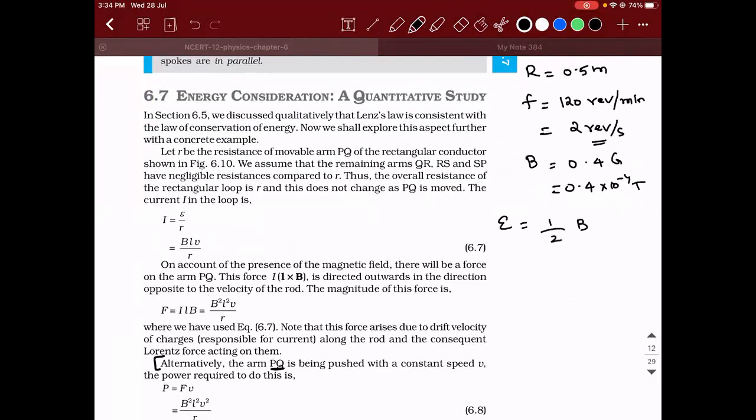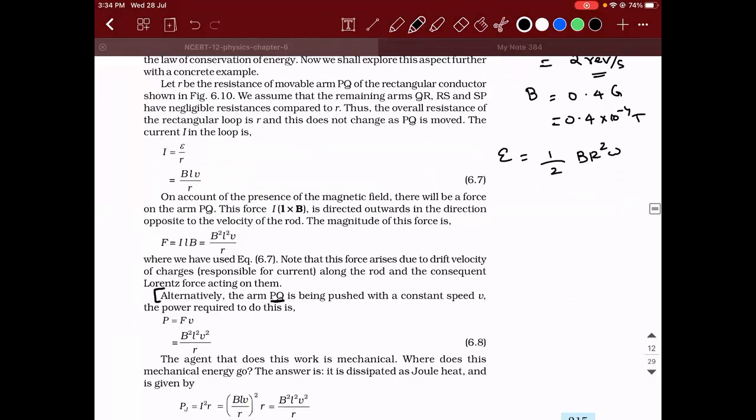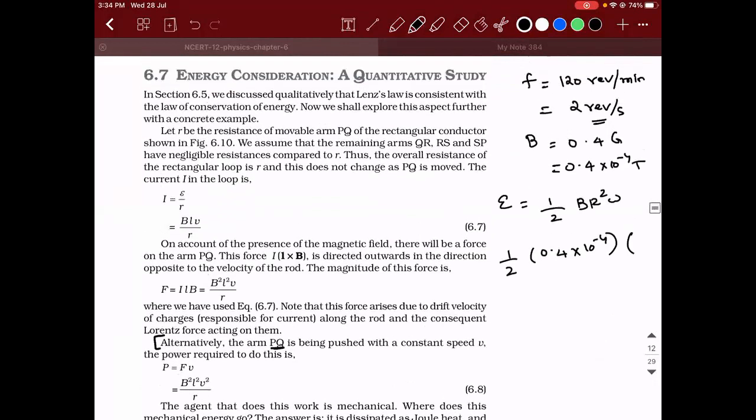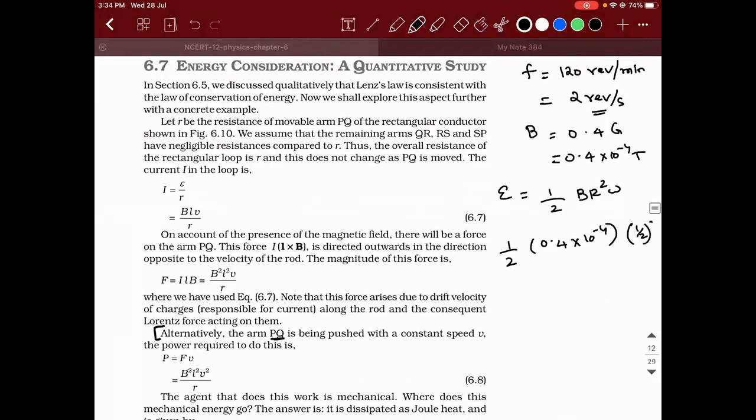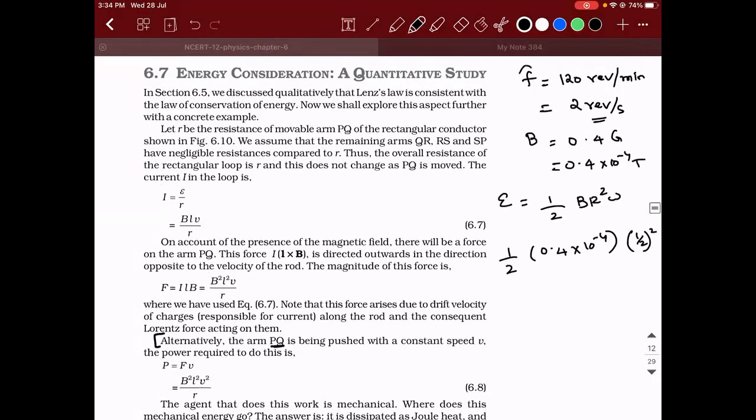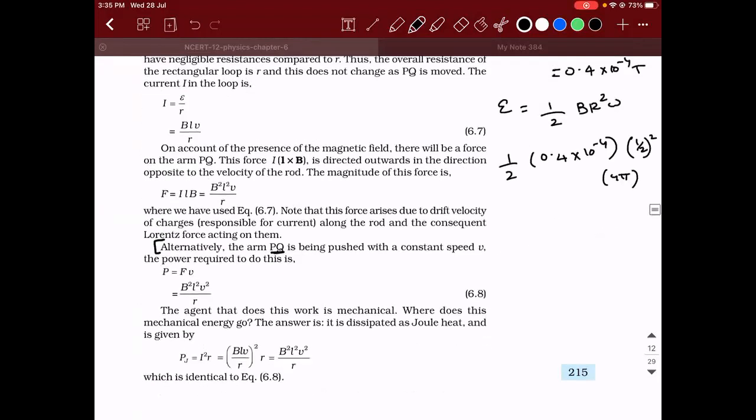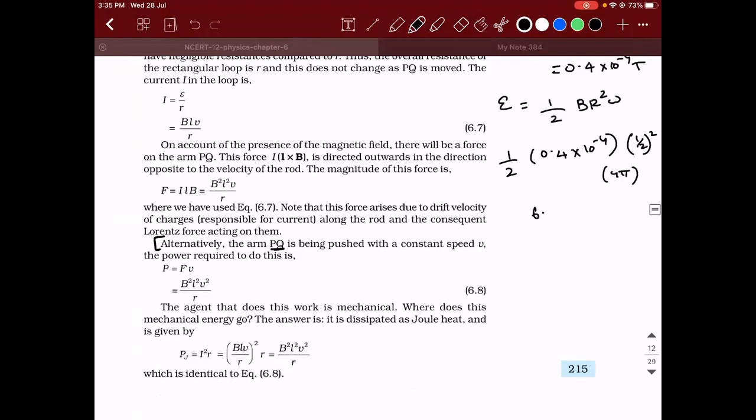So induced EMF is half B R square omega. Half into B, which is 0.4 into 10 power minus 4, into R, which is 0.5 meter, squared, into omega. F is 2, and omega is equal to 2 pi into F, so that will be 4 pi. Calculate everything. You will get the answer as 6.28 into 10 power minus 5 volt. So this will be the answer.